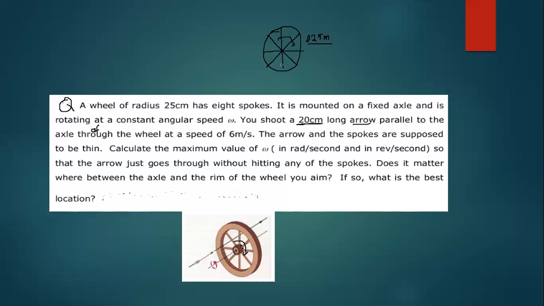Now, we have been given the speed of the arrow and the length of the arrow. At what maximum speed? All right, what maximum speed? Because at a certain speed, this arrow will no longer be able to manage to pass through without hitting the spokes. But at a certain speed, it will be able to. All right, at what maximum speed will the wheel be rotating at so that the arrow can pass through it properly?